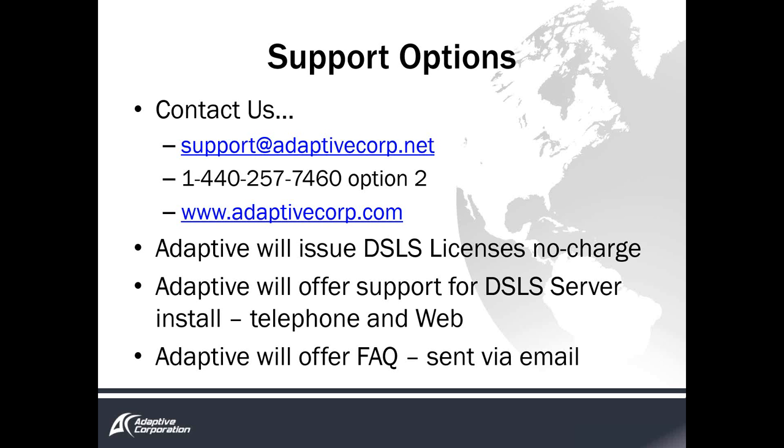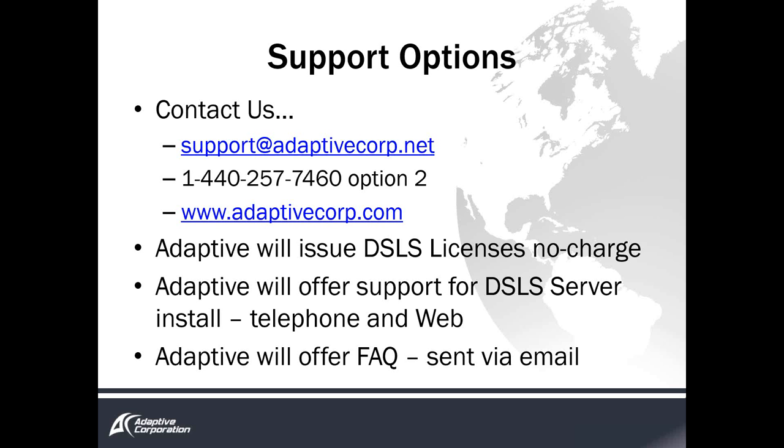Adaptive will issue DSLS licenses at no charge when you are ready. Please try to allow us about a 1-week window to request the license and get them to you. You will need to know the new DSLS target ID, or as Brian suggested, it's now called the computer ID. You'll need to know that at the time that you request the license. If you do not know how to obtain the new computer ID after reviewing the FAQ, again, we're happy to assist, and that won't cost you a dime.